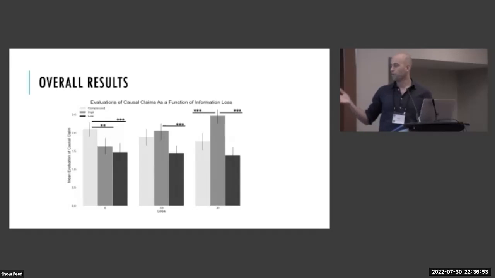Then we go up to a lot of information loss, 0.31. Here we see a robust preference for the more detailed, high conditional probability causal claim relative to both the compressed causal claim that excludes some detail and relative to the equally detailed causal claim in which the cause cited doesn't raise the probability of the effect as much, right?